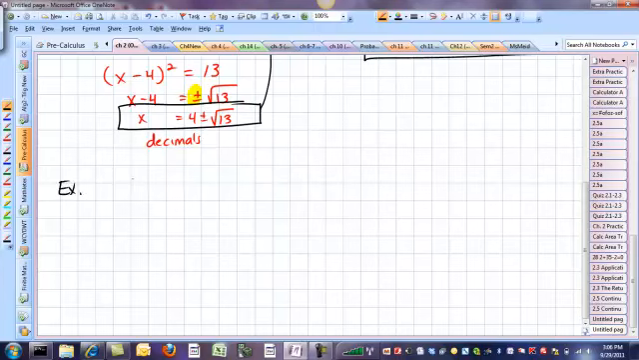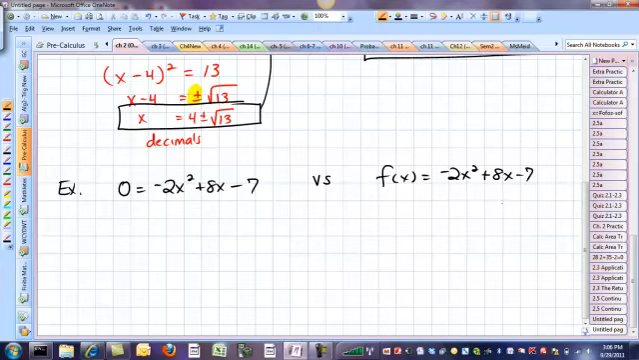So let's try, and I'm just winging this right here. Whoops, let's do the 0 one over here. We'll keep everything consistent. How about 0 equals, I don't know, negative 2x squared plus 8x minus 7, versus the function version of it, f of x equals negative 2x squared plus 8x minus 7.